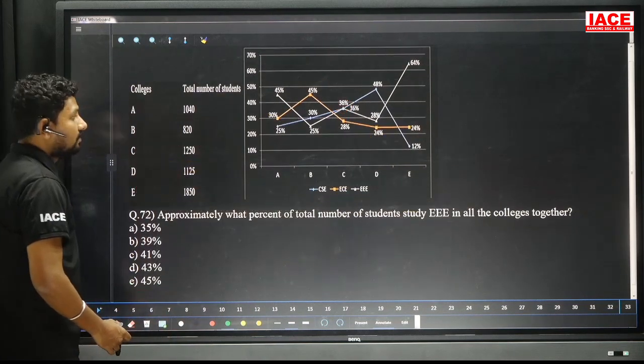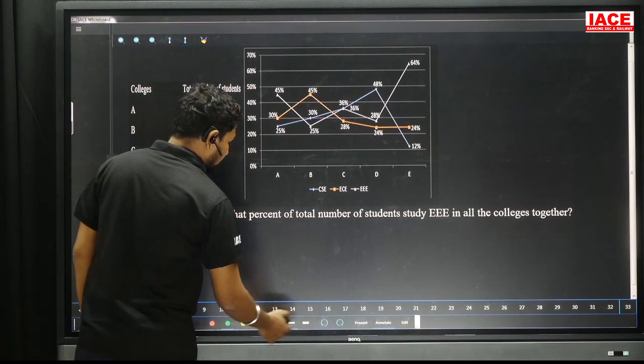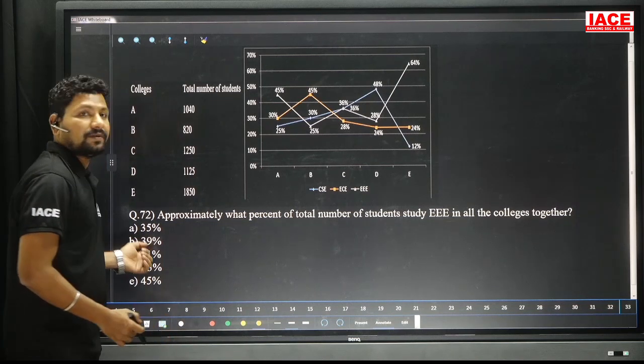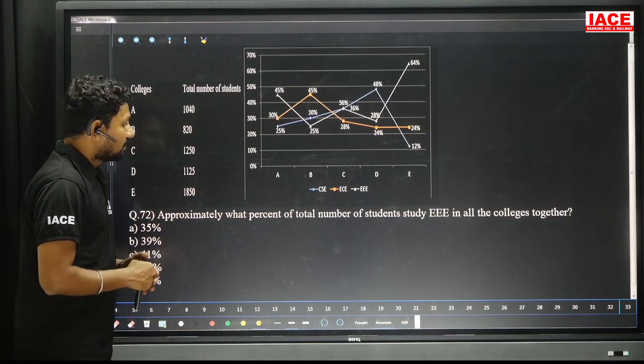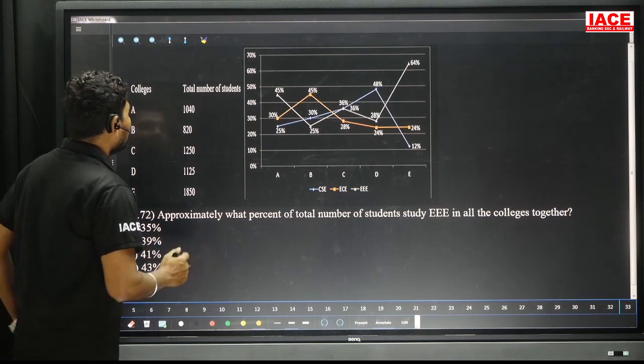Move to the next example. Sorry, the next question, 72. Approximately what percentage of total number of students study triple E in all the colleges together? Triple E in all the colleges together.